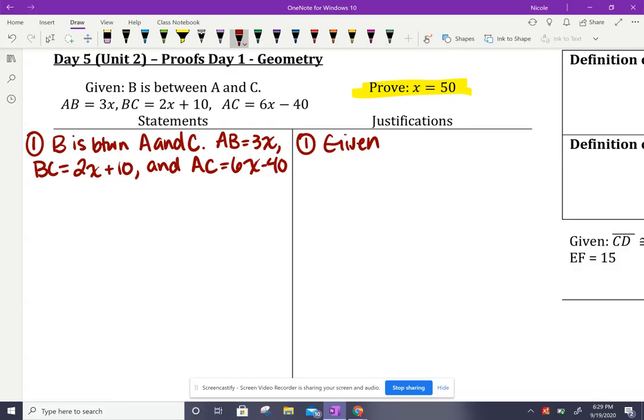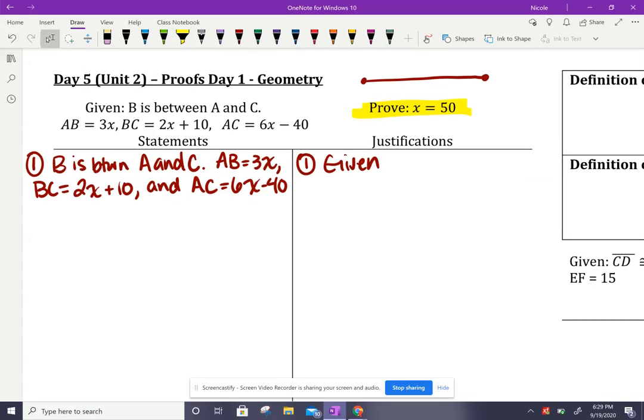So in my opinion, the best way to start this is to draw a picture of the situation so you have an idea of what's happening. So I'm going to draw a little line segment. I have A and C with some point B on here as well. And it tells us that BC is 2x plus 10, AB is 3x, and the whole thing is 6x minus 40.